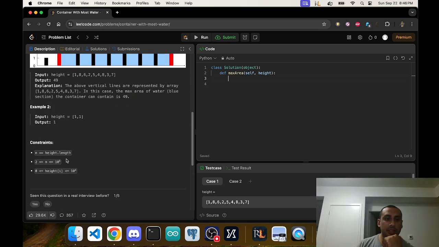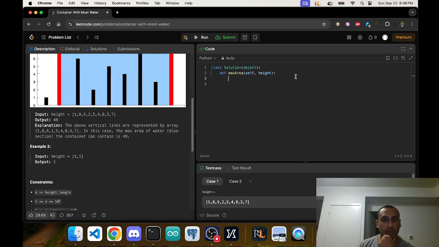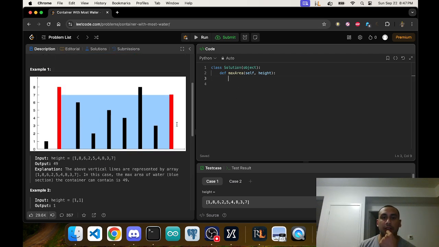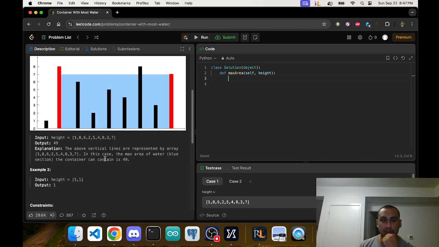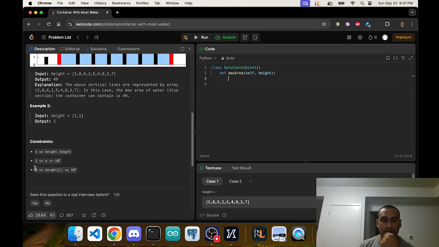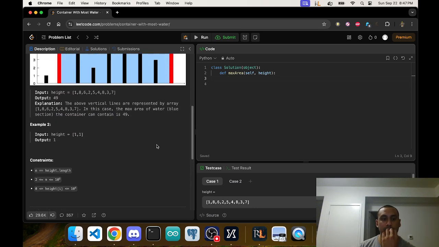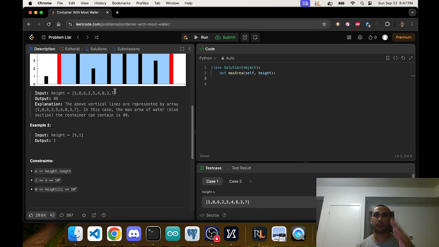So n equals height.length, which is all these different heights. And then n is between 2 and 10 to the 5. So it's basically saying this has a minimum of 2 elements, because if you have 1 element, you can't contain any water. So it has to have at least 2 elements.